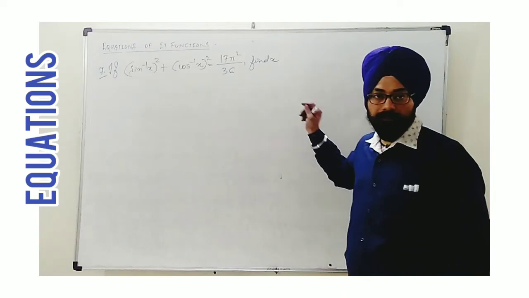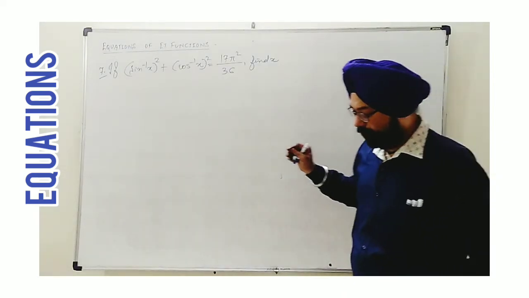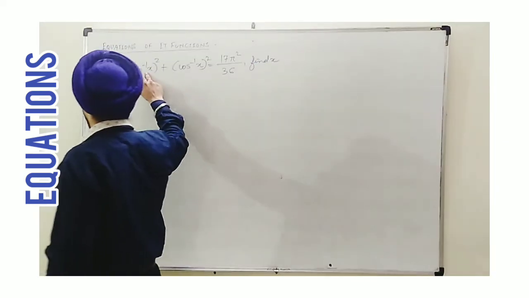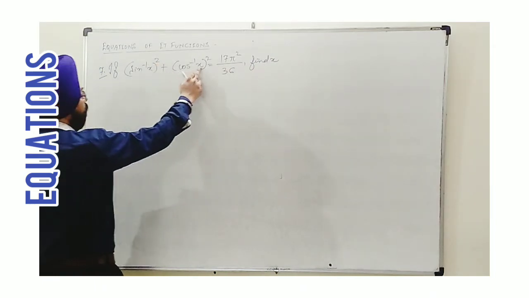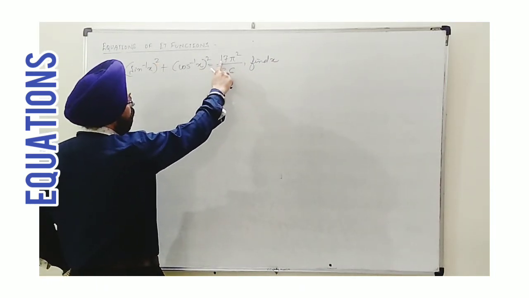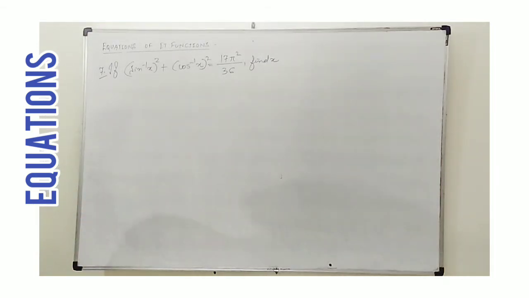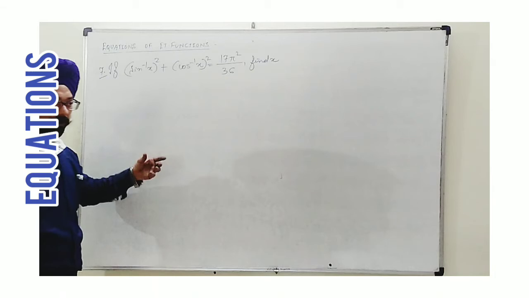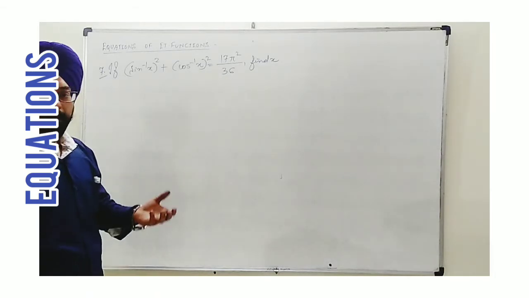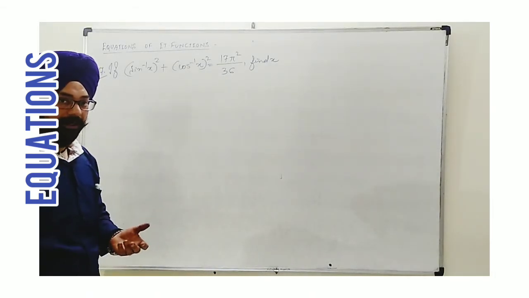Here we find one equation given that (sin inverse x) whole square plus (cos inverse x) whole square, the value is given 17 pi square by 36. We need to find x, obviously the x which satisfies the equation. In such an equation, actually this is based on the complement angle relation.